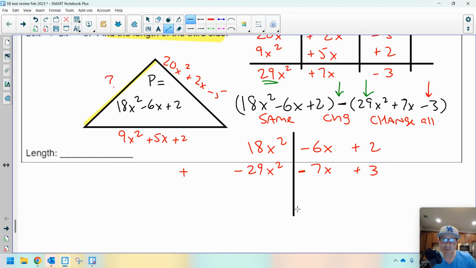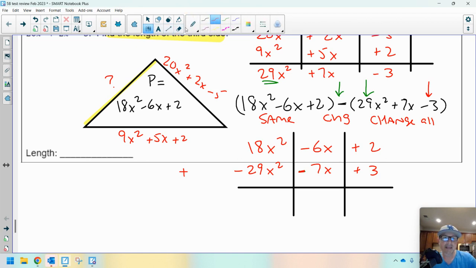Now we have our columns, and we're going to add them up. We have 18 minus 29. That gives us a negative 11 with an x squared. Negative 6 minus 7. That gives us a negative 13 with an x. And 2 plus 3 gives us a positive 5. So that's going to be your answer. Negative 11x squared minus 13x. And that's going to be a plus 5.